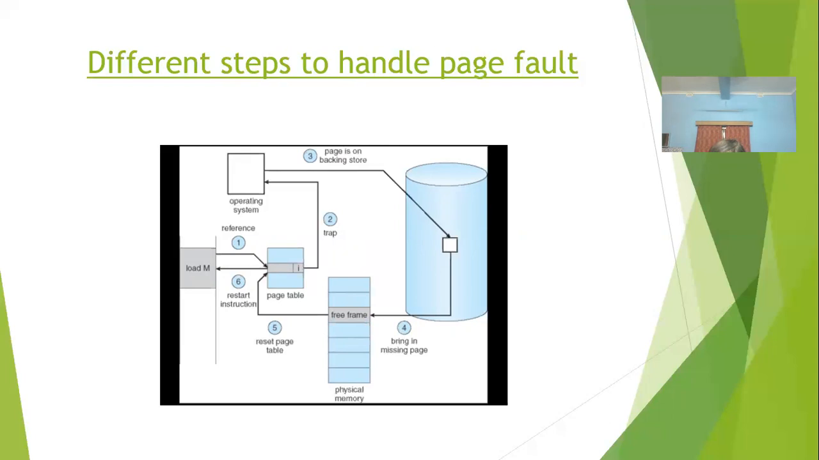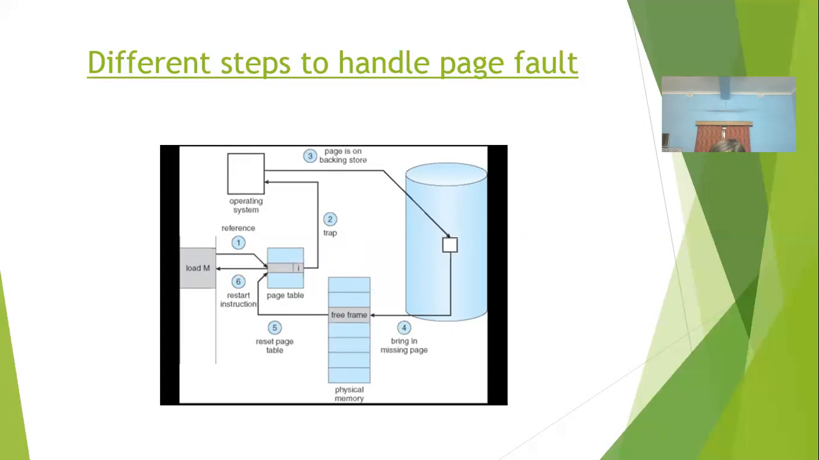So again, the next process which was running at that point of time will be saved, and its context will be stored in its process control block.